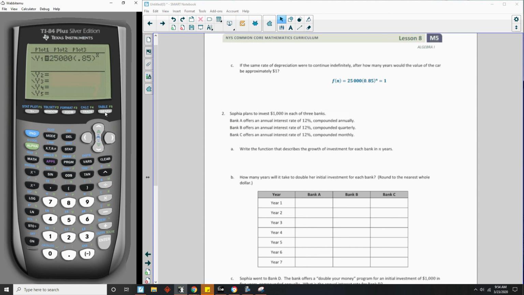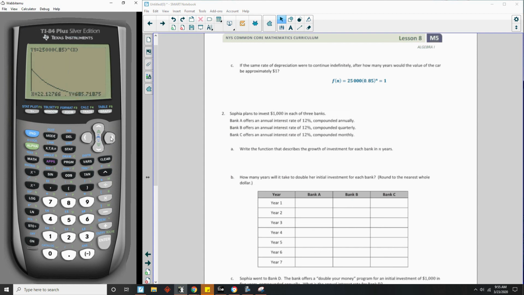Then I hit graph, and I would go to zoom fit, because if you just graph it, you won't see it. So you have to go to zoom fit, so it goes to the function, and this is an exponential decay. If I hit trace, it gives me my x value and my y value. I'm looking for the y value to get down to 1, and right now we're at 4,700 after 10 years. So I'm just going to move my cursor over. This is the best way to do it without using a table. And notice my y is now down to 900.